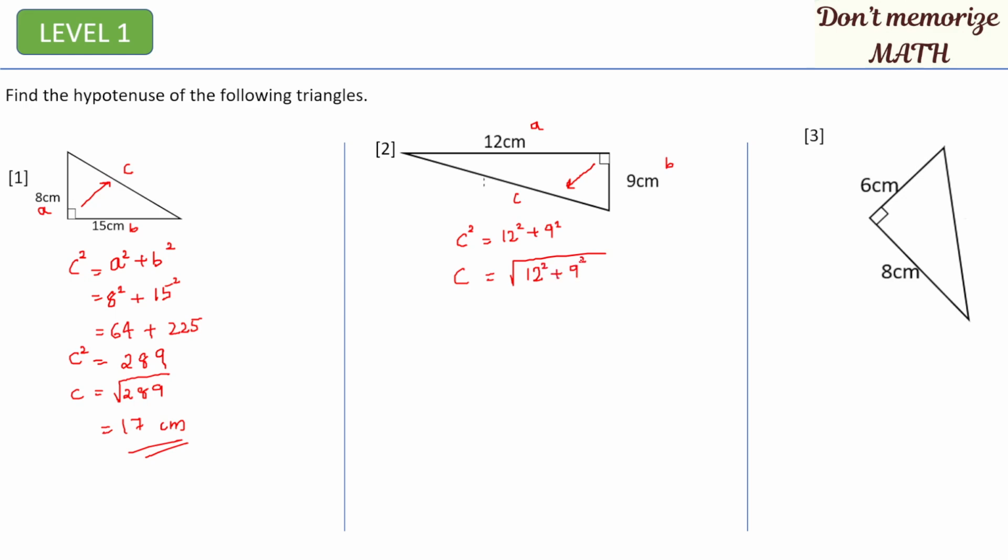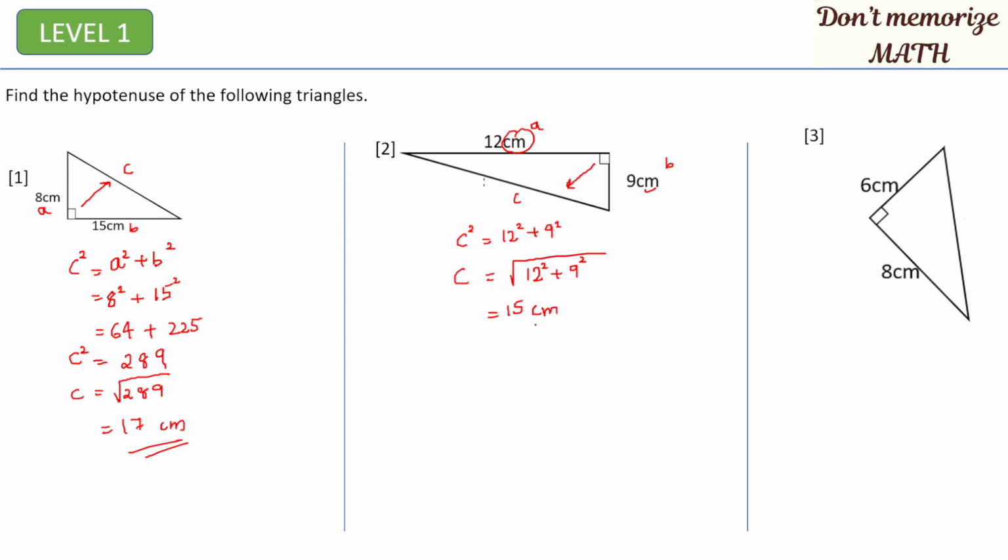Take the calculator, press square root. Then inside that take 12 square plus 9 square. 12 square plus 9 square must be inside the square root. That's it. Then press equal to, and you will directly get the answer as 15. All other sides are in centimeter, so 15 will also be centimeter.